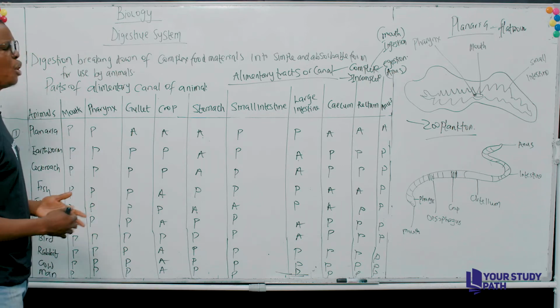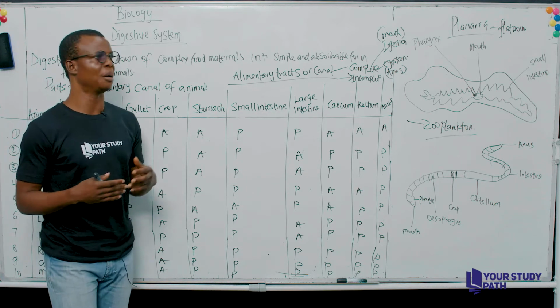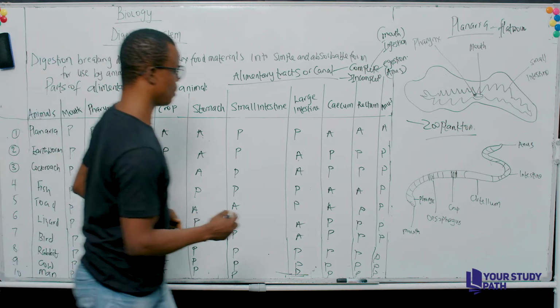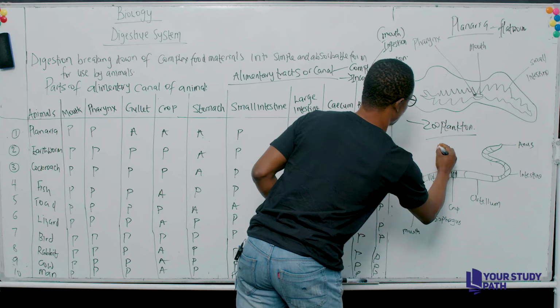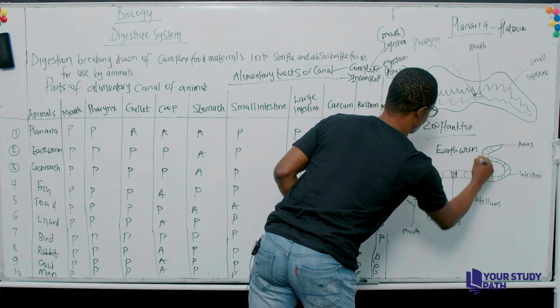So the second organism we'll look at is the tapeworm. We'll talk about the tapeworm. So this is earthworm here, there is a diagram of earthworm. We'll come back to earthworm later. Let's talk about the tapeworm.